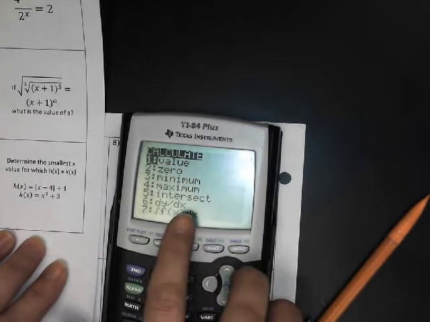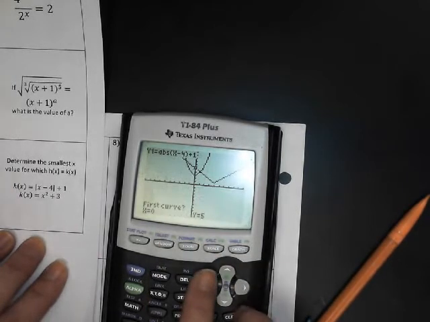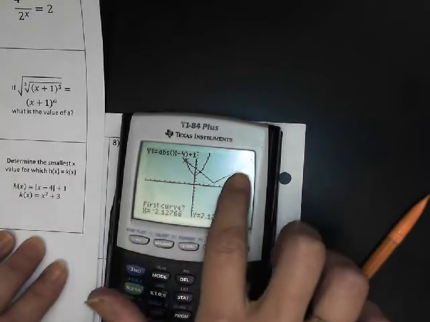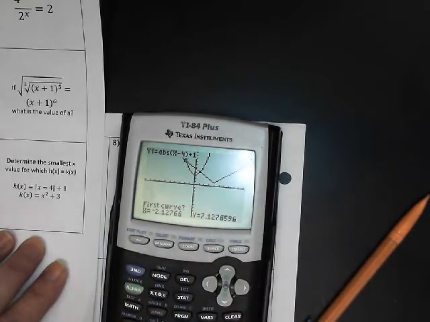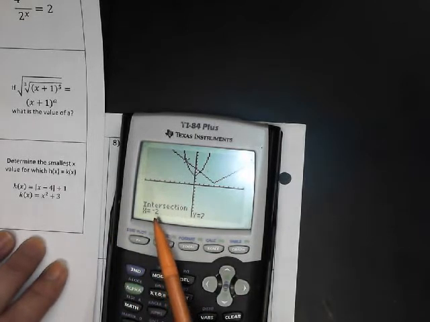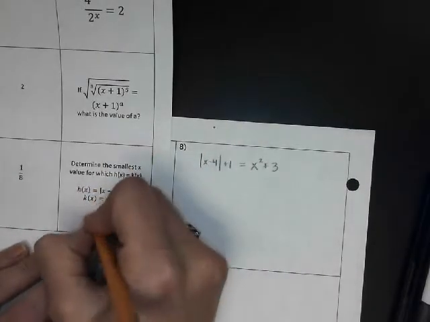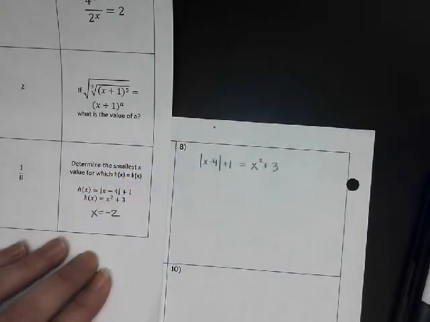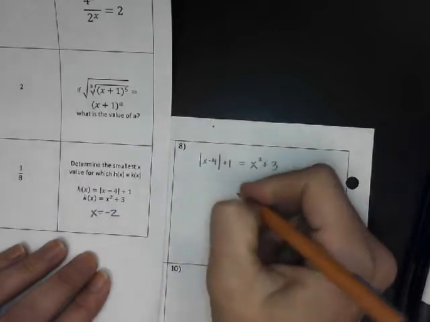Second trace and option 5 intersect. Bring your cursor to the left. It's on your first curve, which was the first absolute value equation you plugged in. Enter. Then your cursor jumps to the quadratic, which was the second one you plugged in. Enter. Guessing, we just hit enter through that, and the x-coordinate is negative 2. So that's the smallest. X equals negative 2.